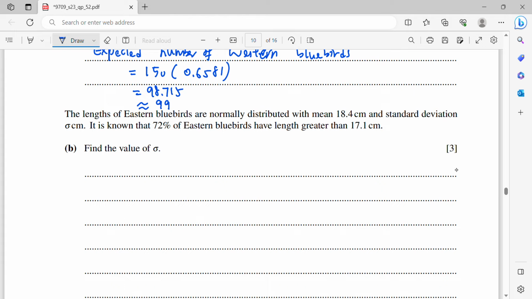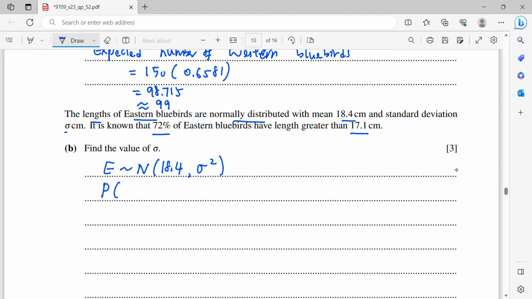Okay, now the next one. The lengths of eastern bluebirds are normally distributed with mean 18.4, standard deviation sigma. So now let E be eastern birds. So it will be normally distributed with mean 18.4 and variance sigma squared. It's known that 72% of the eastern birds have length greater than 17.1 centimeters. Find the value of sigma.